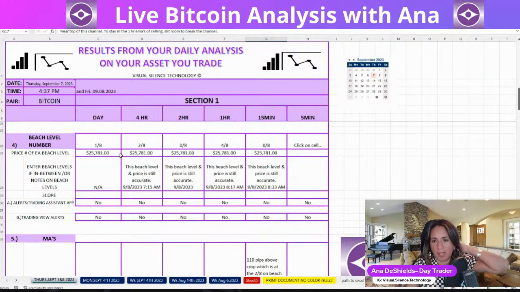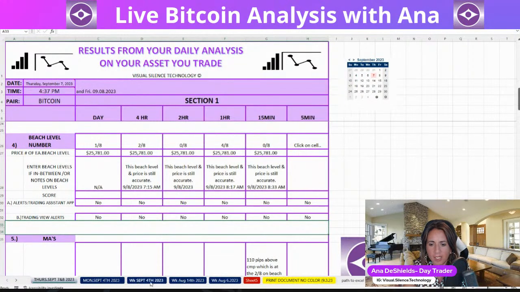And then I wanted the number for each level. And yes, they were at that number. And then it says enter beach levels if in between, or notes on the beach levels. Sometimes there's information that we want to know, like price keeps retesting the strong area of support and resistance, waiting for the 1 hour to close above it. Maybe I would have put something like that if that was the situation. So there wasn't any type of situation like that. So I just left a note saying, hey, this is still accurate information. It's still the correct number, because as you see at the bottom of this, you develop tabs for each day with the information that you have. So it's really pretty cool.